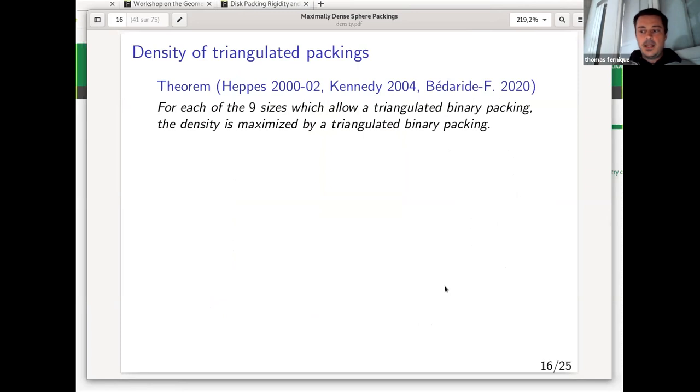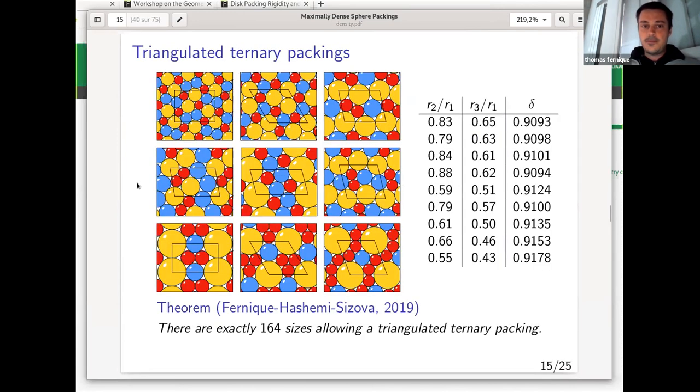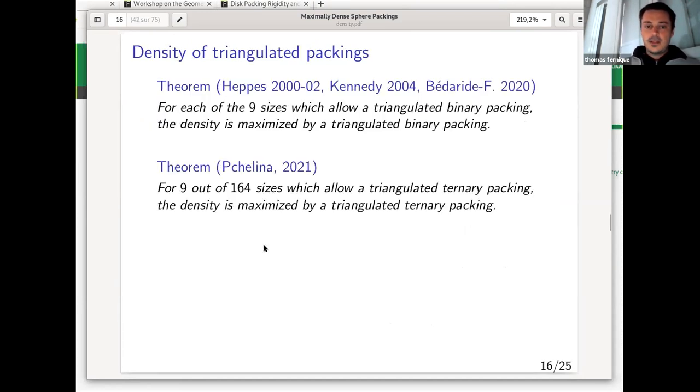Okay, so this is for binary packing. Now for ternary packing, Daria Pchelina, a PhD student with me, has tried to show that they are all the densest ones. The result she gets is that there are nine of them which do maximize the density. Actually, these are the nine that I described here. I think that the talk of Zhen Zhang tomorrow will speak at least a bit about the first one, but the others maximize the density too. So nine out of 164.